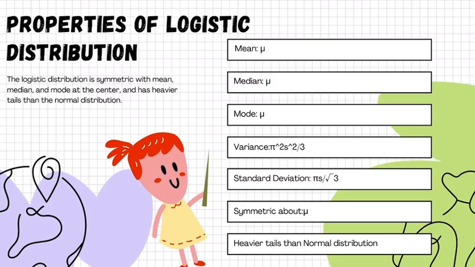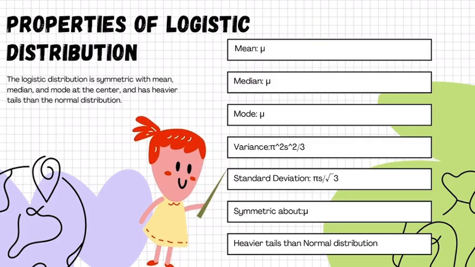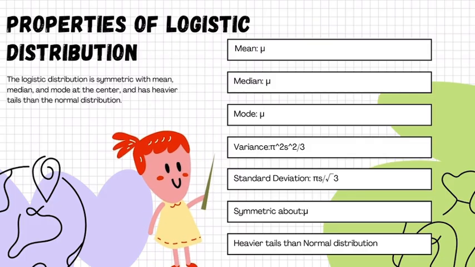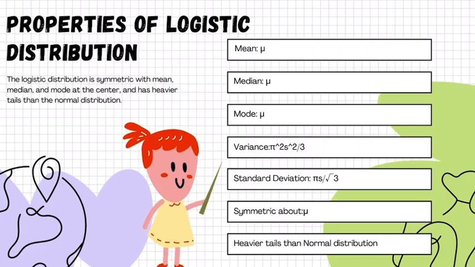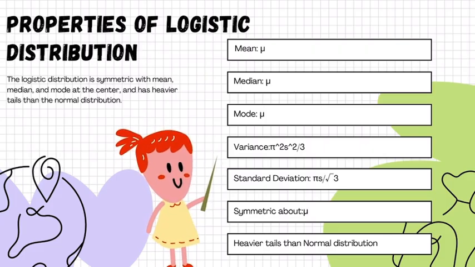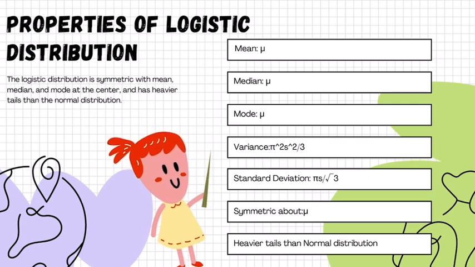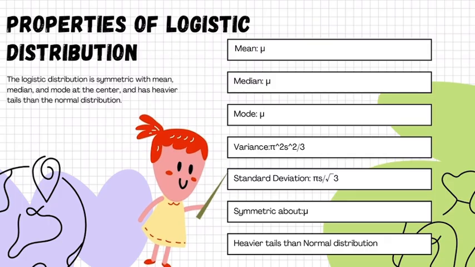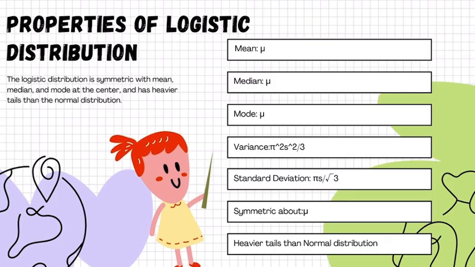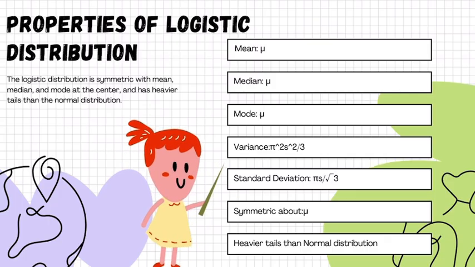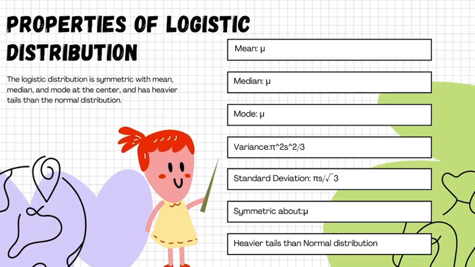Mean equals median equals mode equals mu. This means mean equals the average, median equals the middle value, mode equals the most frequent value. All three are the same and located at the center. So the curve is perfectly balanced. If mu equals 0, the curve is centered at 0. If mu equals 5, the whole curve shifts to 5. Simple shift left or right.